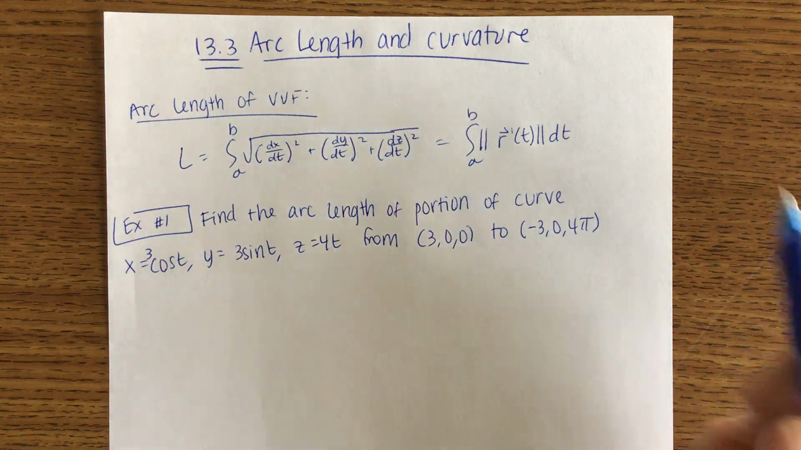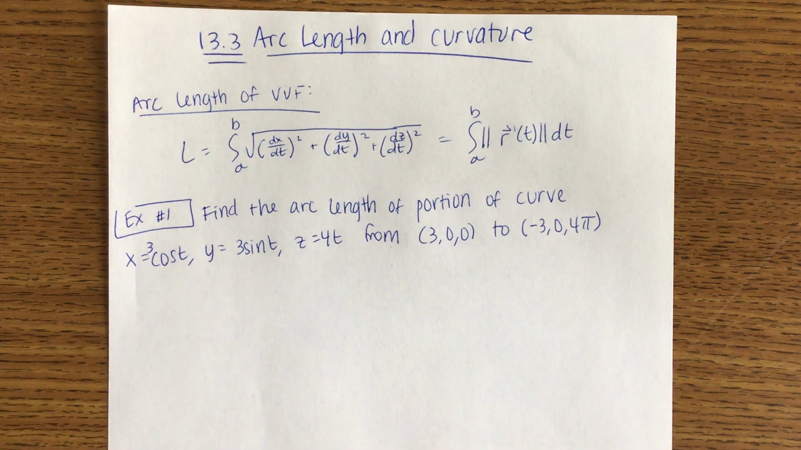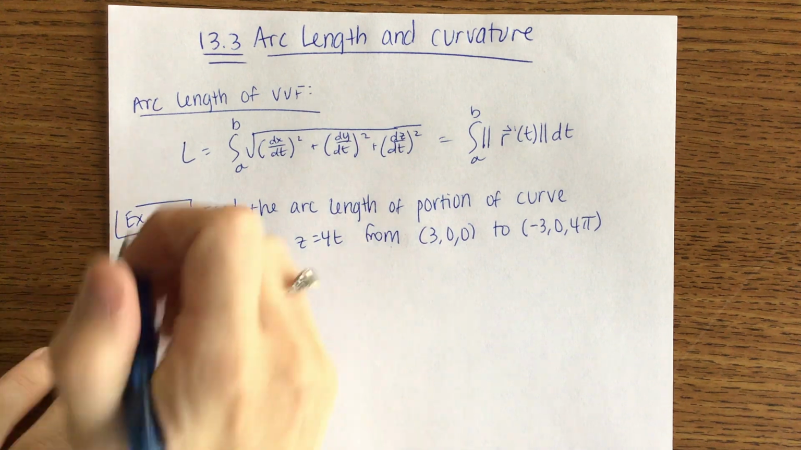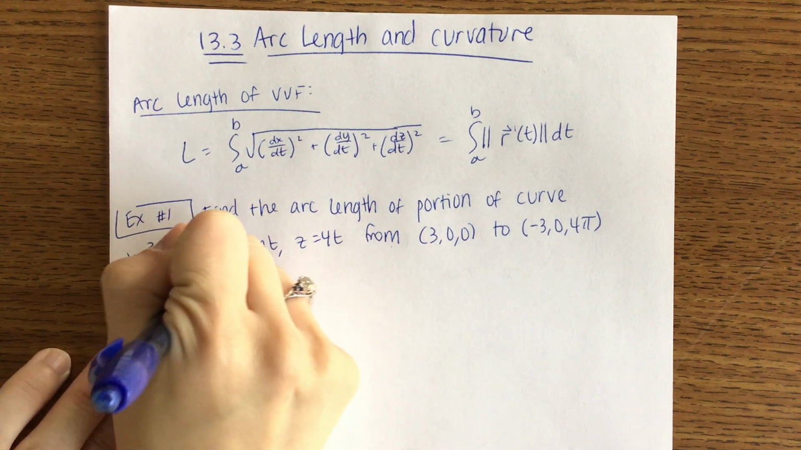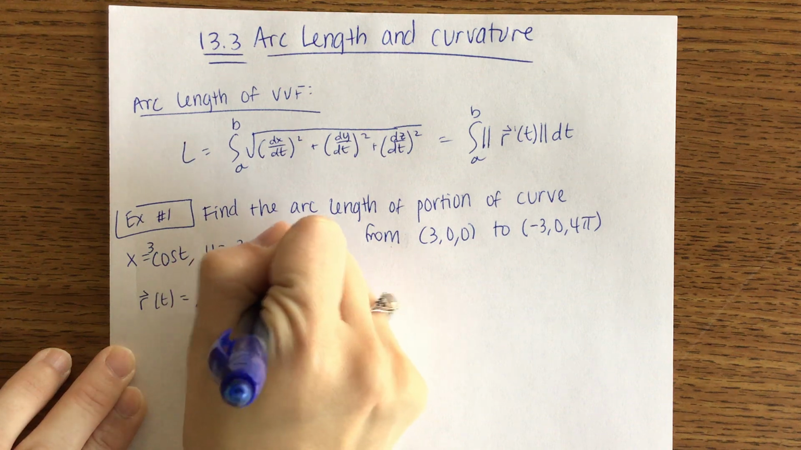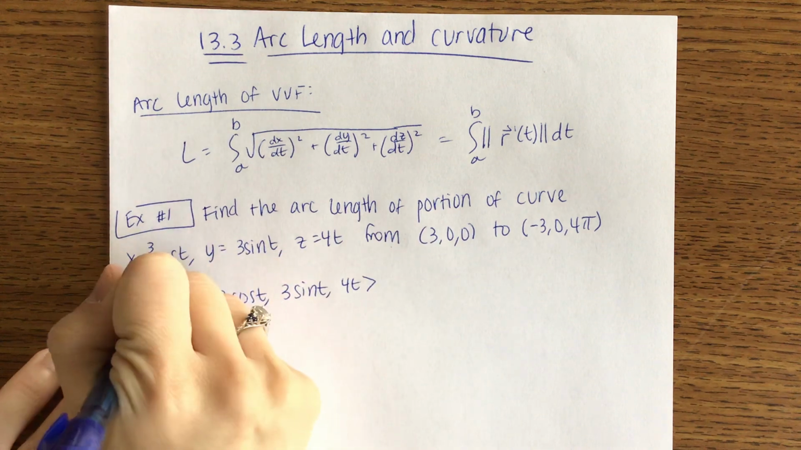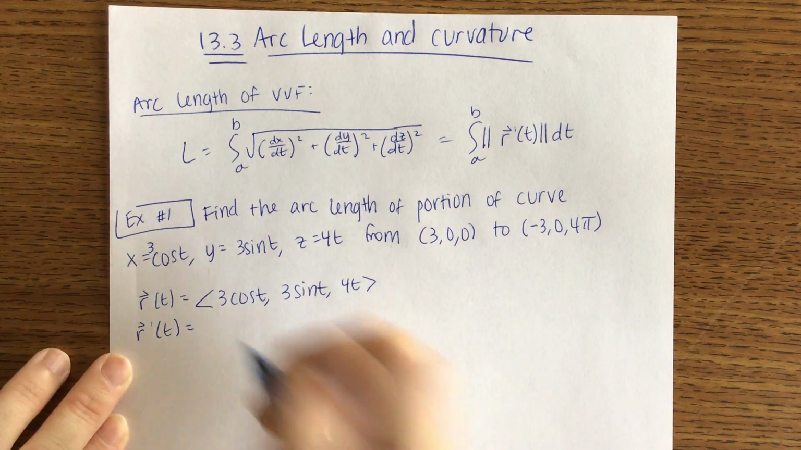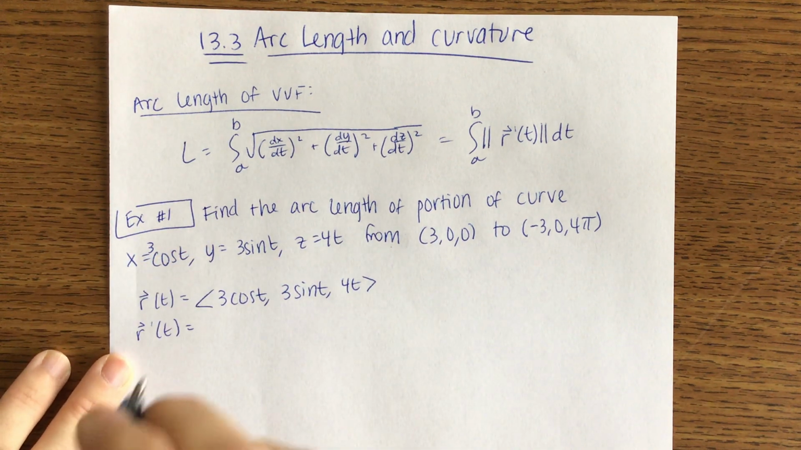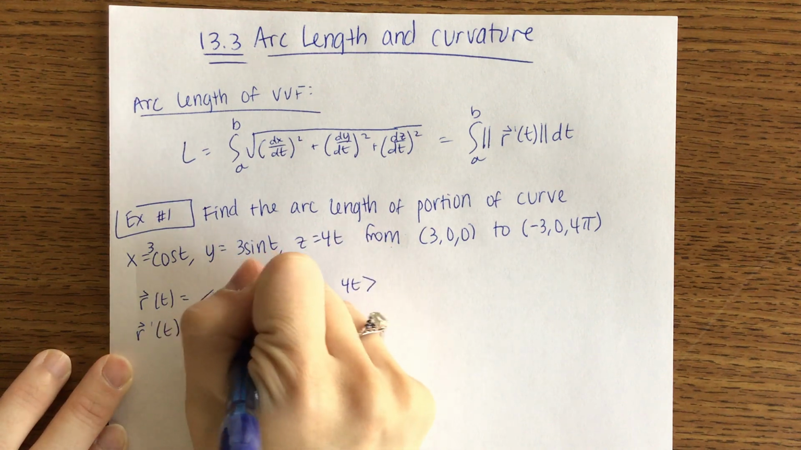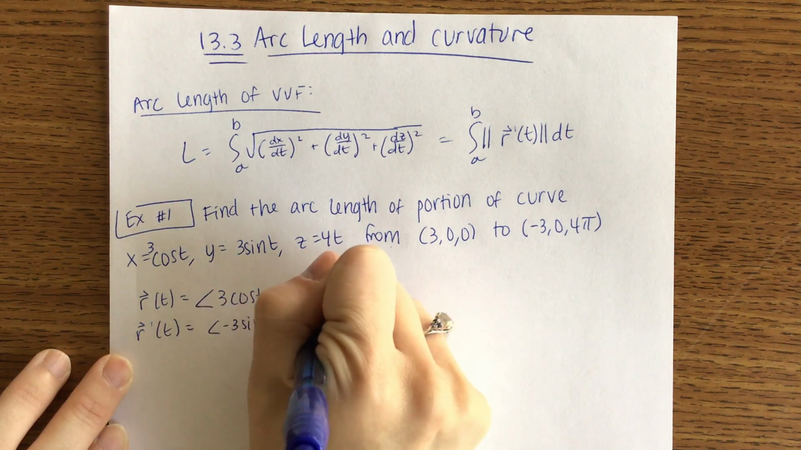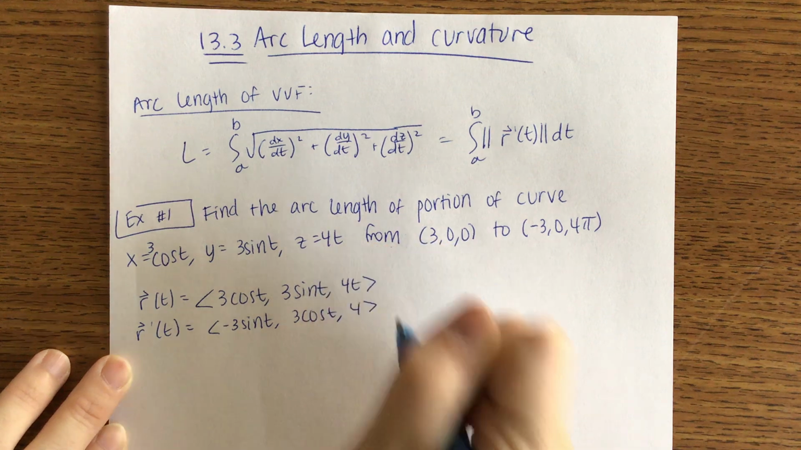My first question for you, if I were to graph this curve, what would it be? Yeah, it's called a circular helix. So it's the one that goes like this up the z-axis. Okay, so our r of t is going to be 3 cosine of t, 3 sine of t, and 4t. To find arc length, we're going to need r prime of t. So this will be negative 3 sine of t, 3 cosine of t, and 4.